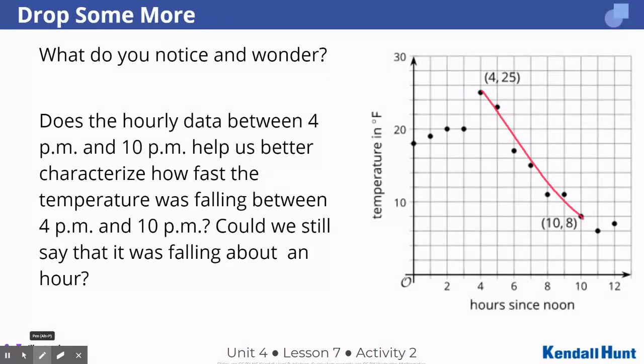And you can tell from noon, which is at 0, till about 4, it was increasing. It wasn't decreasing in temperature. And so this is where using the average rate of change for different points on the graph, so using specific data points, can help us better describe what we're looking at.